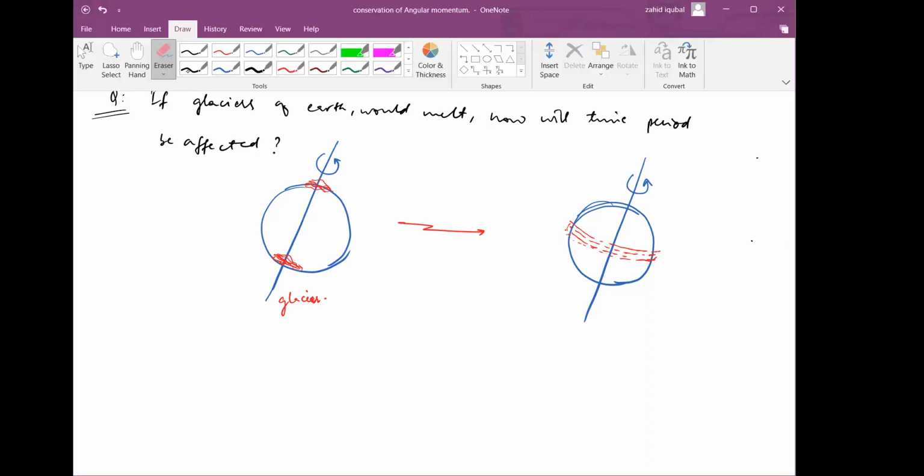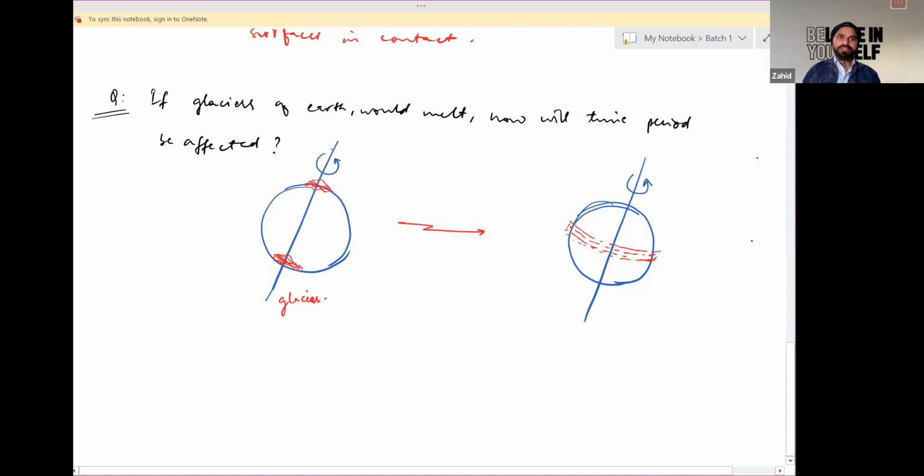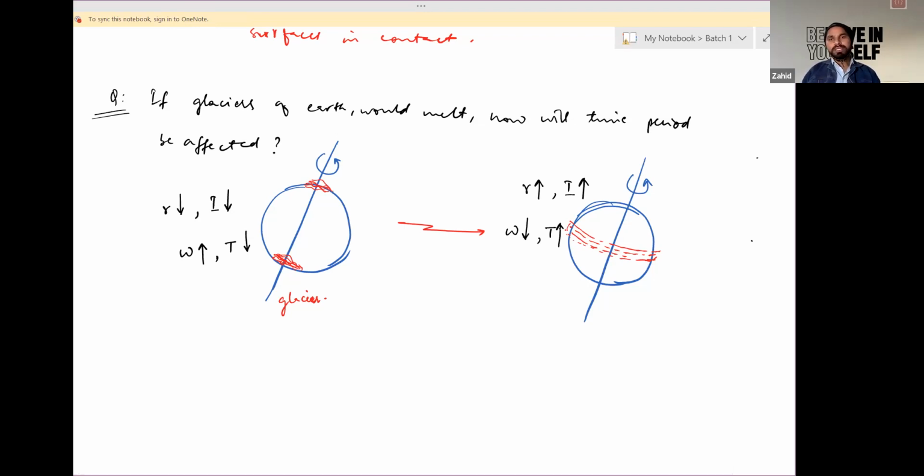Yes, sir. Initially, due to the presence of glaciers on these two poles, the distance from the axis of rotation is small. So moment of inertia will be small, angular velocity will be large, and the time period of rotation of Earth will also be small. But now on melting, the glacier will reach the equator, so the distance from the axis of rotation will increase. So moment of inertia will increase, angular velocity of rotation will decrease, and consequently, the time period of rotation of Earth will increase. It means the duration of day and night will increase. Is it clear?